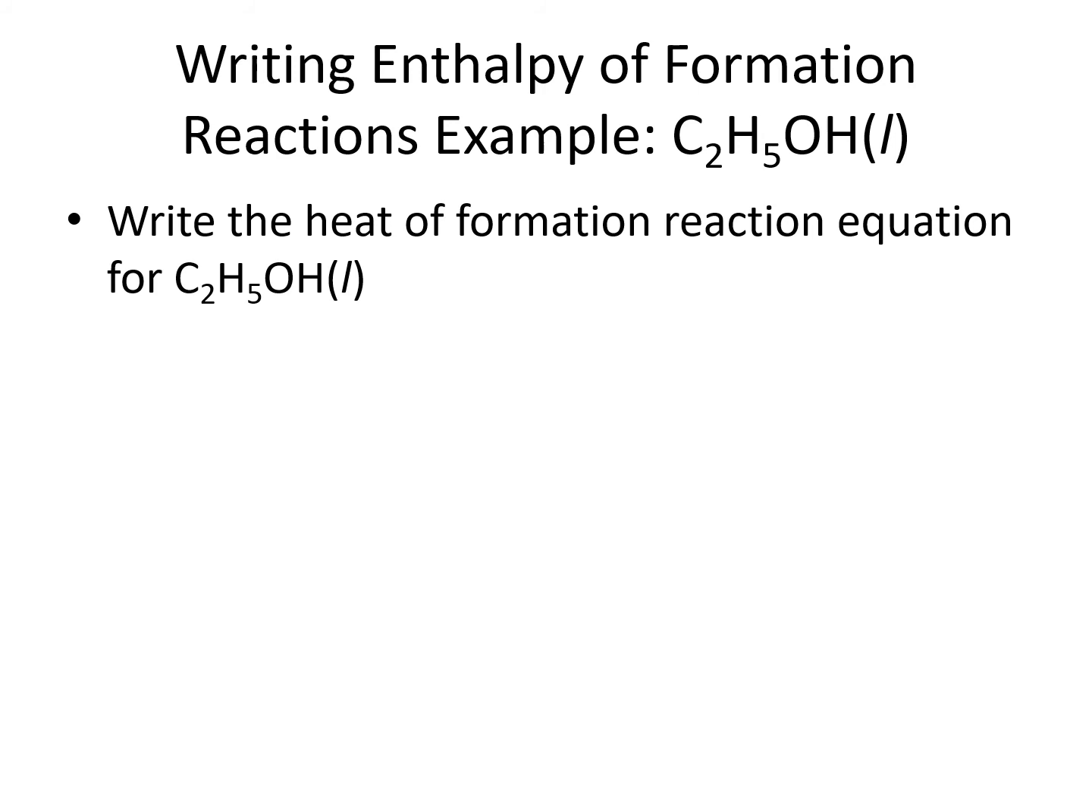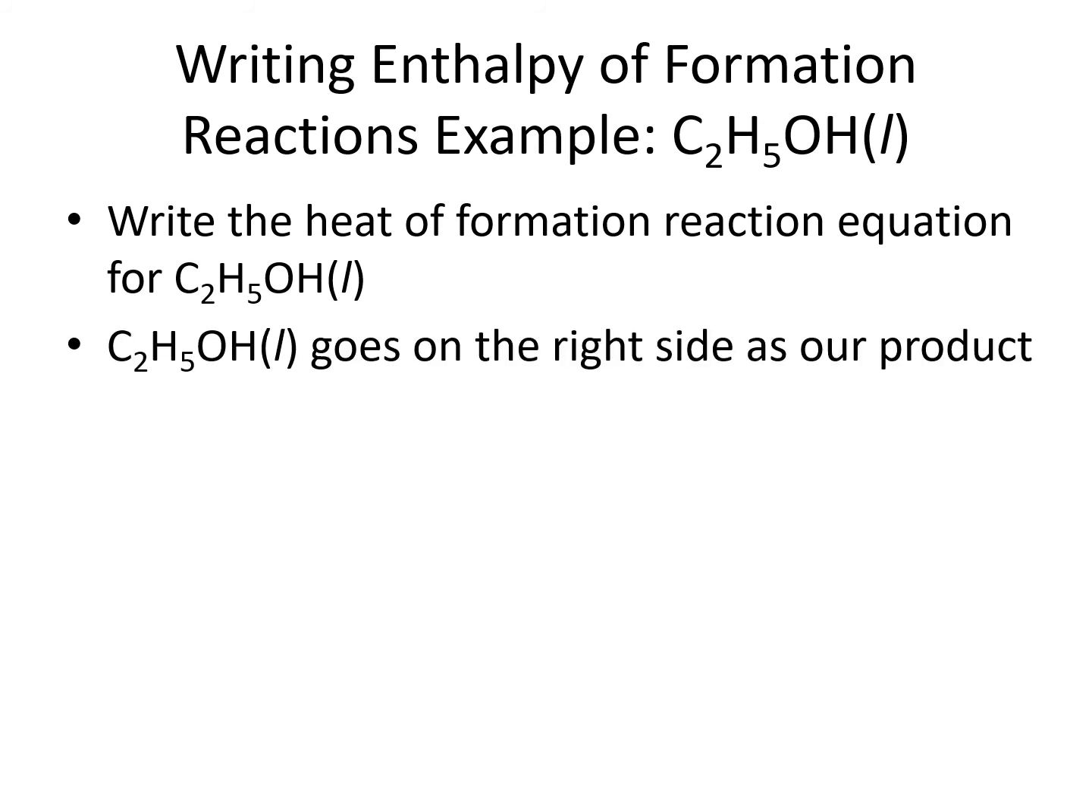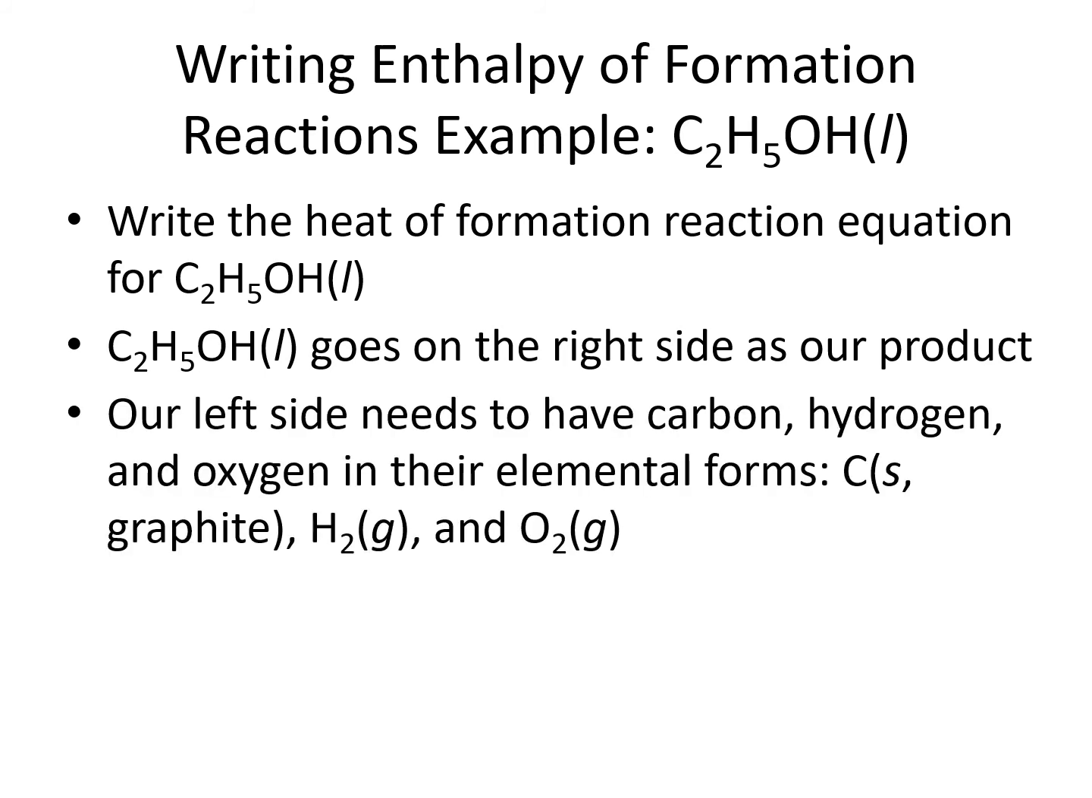So let's write out some enthalpy of formation equations. Here we're writing the equation for C2H5OH, that is ethanol. So we need to have the thing we're trying to form on our right-hand side, and that's going to be our only product, and it's going to have a coefficient of 1. On our left side, we need to have the elements that are needed to make it up. So we're going to have carbon, hydrogen, and oxygen. And they're going to be in their elemental forms, the way we find them in nature.